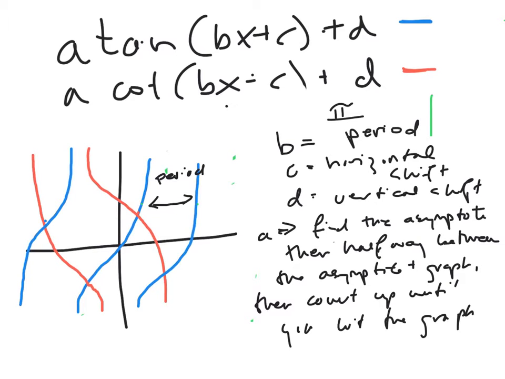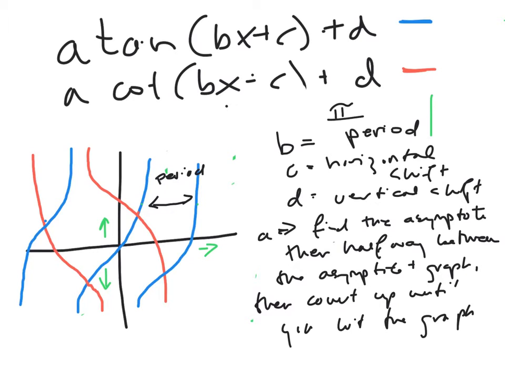C is a horizontal shift, so if the graph has been moved left or right along x, we would add or subtract C. And D is a vertical shift, so if it's been moved up or down from the origin, we would be adding or subtracting whatever we've moved up or down the origin.